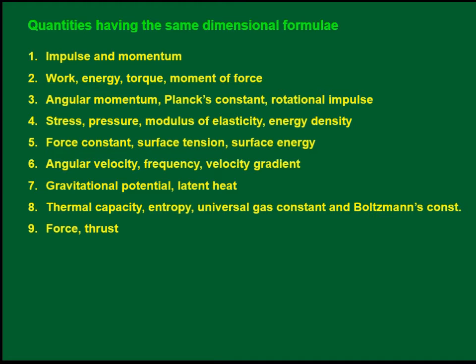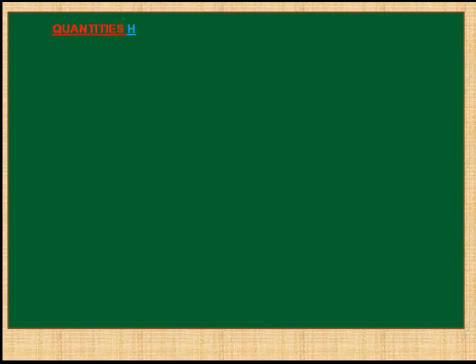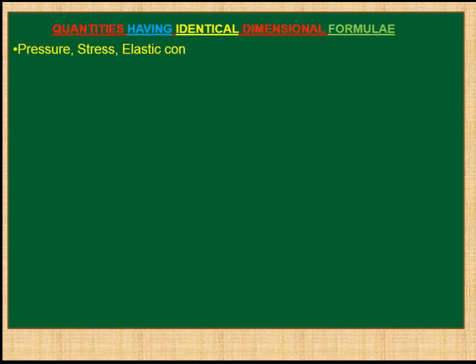So let me check some of them. Pressure, stress, elastic constant, and energy density all have dimension of M to the power 1, L to the power minus 1, T to the power minus 2. Similarly, surface tension, surface energy, spring constant have M to the power 1, L to the power 0, T to the power minus 2. Frequency, velocity gradient, angular velocity: M to the power 0, L to the power 0, T to the power minus 1.